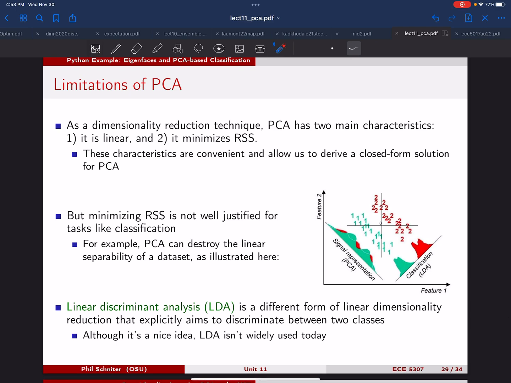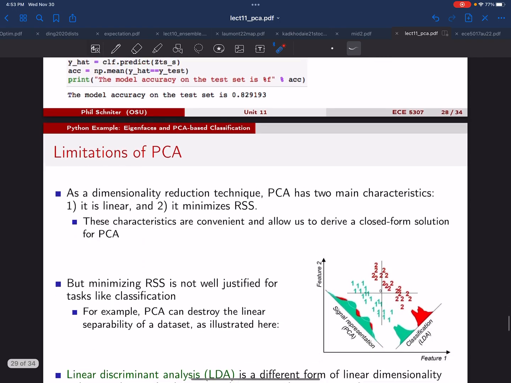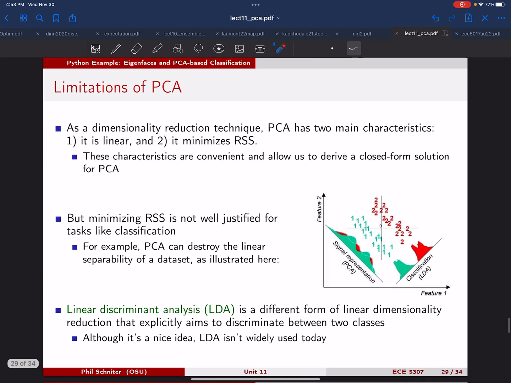Okay, so are there any questions on anything so far? So we've seen how it works with visual quality. We've seen how it works with classification. So the last thing to talk about here is just to remember that there are limitations to PCA.